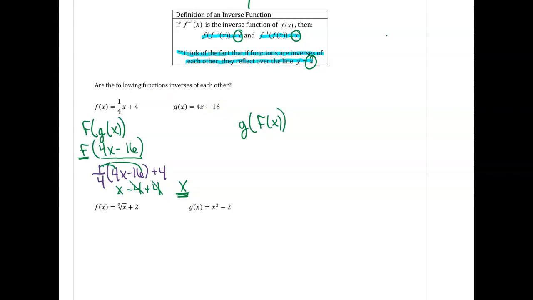So when I do the other version of the composition function, this says f of x is going to go into g of x. So over here, I'm going to replace f of x with what it's worth. And then again, this says go to g's function, put this in there. So where the x is, I'm going to put 1/4 x plus 4.